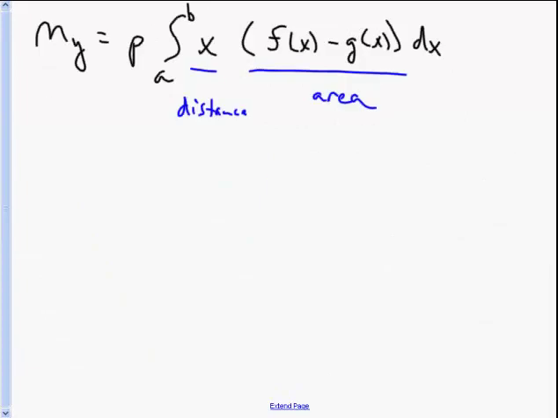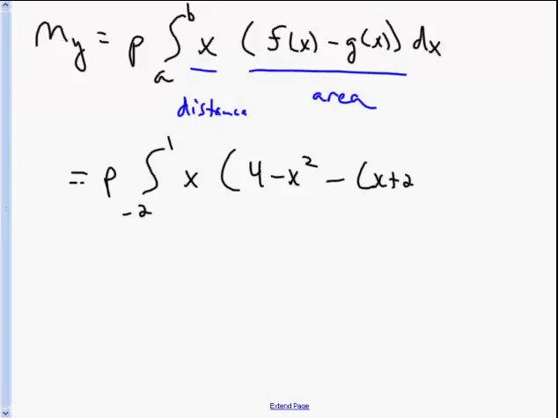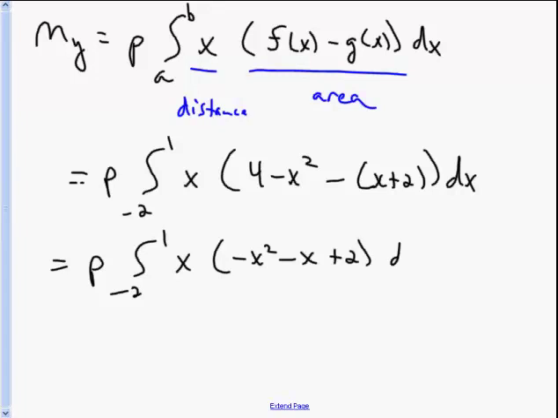So for our moment about the y-axis, we're taking our distance, which is that each one of those rectangles is x units away from the y-axis, times our mass, which is our area, and then we have our constant rho. So we do rho times the integral from negative 2 to positive 1 of x times 4 minus x squared minus x plus 2, just like we've been doing, all that dx. So this is rho times the integral from negative 2 to 1 of x times negative x squared minus x plus 2, all that dx.